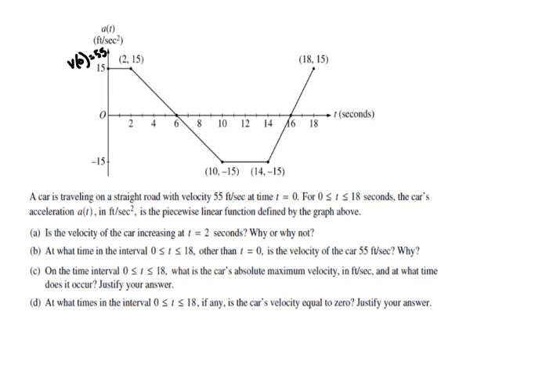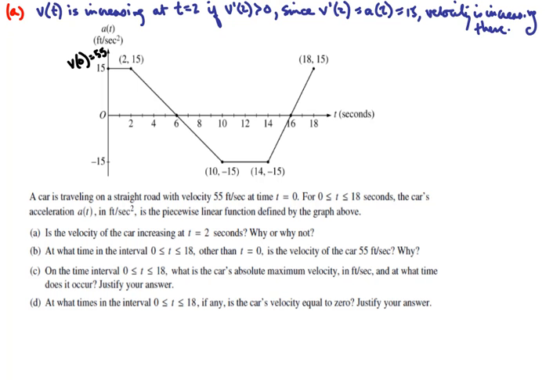So we want to find out whether the velocity of the car is increasing at t equals 2 seconds. Velocity will be increasing at t equals 2 if v prime of 2 is greater than 0. And since v prime of 2 is acceleration, and the value of acceleration when time is 2 is 15, so v prime of 2 is equal to a of 2, which is 15, then the velocity is increasing there. That's part A.